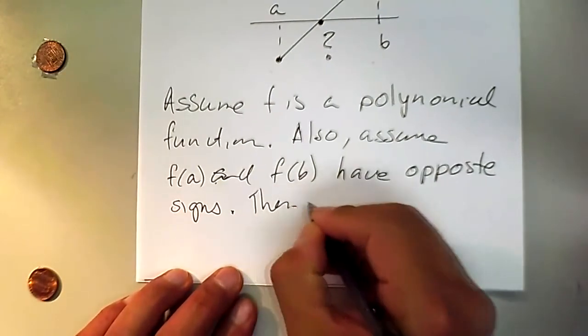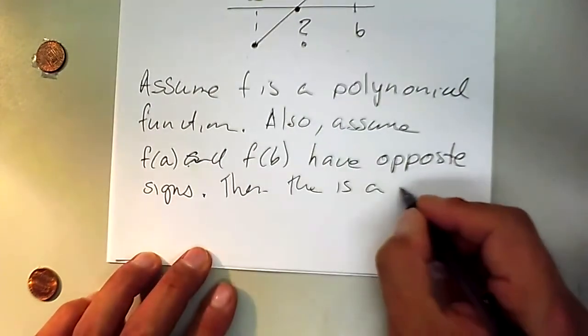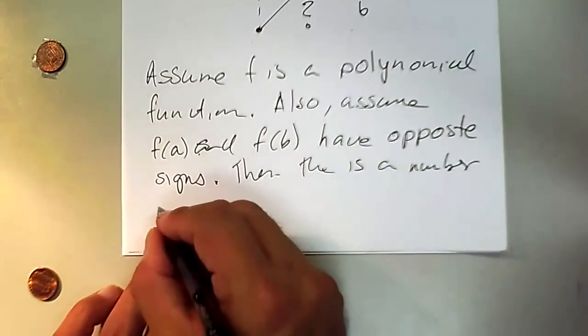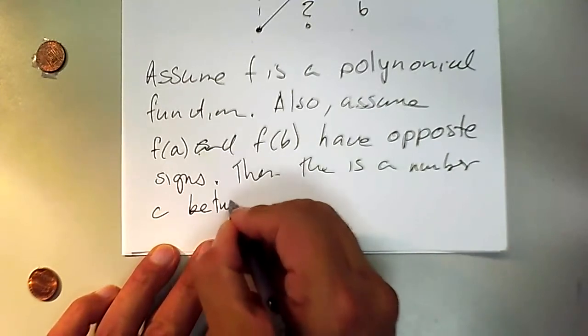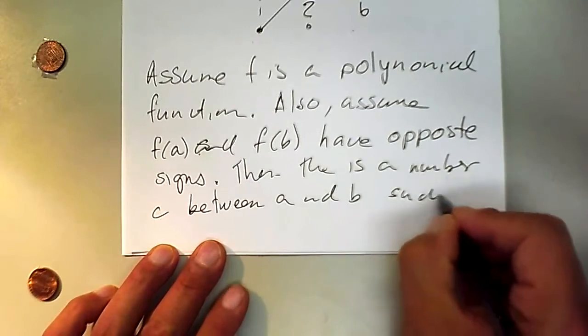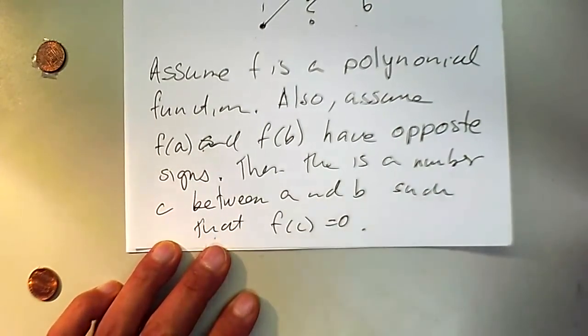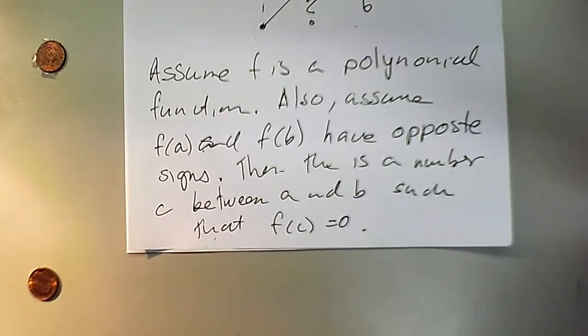Then there is a number c between a and b such that f of c is equal to 0. So let's do an example. A kind of simple example. Example 19.